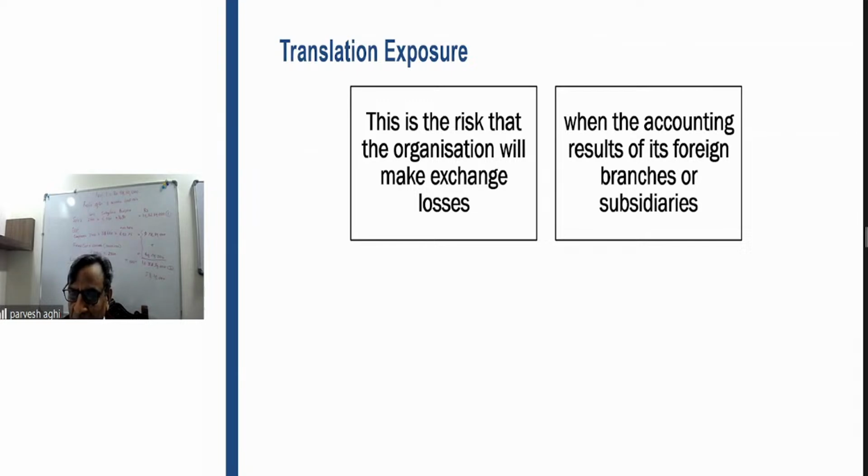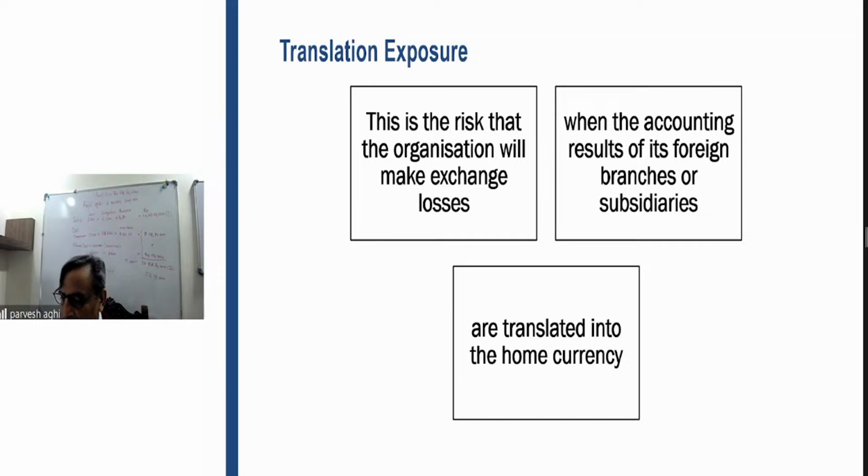Now we come to translation exposure. Now, this is a risk that the organization will make. Is my board visible now? I mean, my slides are visible. Okay, so translation exposure. This is the risk that the organization will make exchange losses when the accounting results of its foreign branches or subsidiaries are translated into home currency.